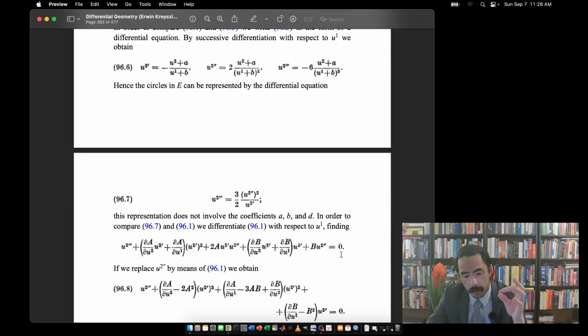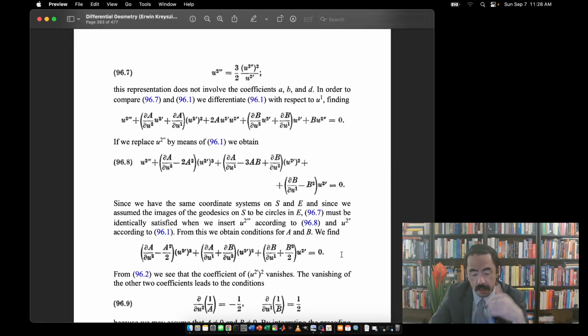And in order to compare the differential equation we just obtained and the one from the very beginning of this section, 96.1, we differentiate 96.1 with respect to u1, finding that the result of this, we have u2 triple prime plus the quantity partial capital A partial u2 then times u2 prime plus partial capital A partial u1, closed quantity, then times the square of u2 prime, then plus 2 times capital A times u2 prime then times u2 double prime plus the quantity partial capital B partial u2 times u2 prime plus partial capital B partial u1, closed quantity, then times u2 prime plus capital B times u2 double prime equals 0.